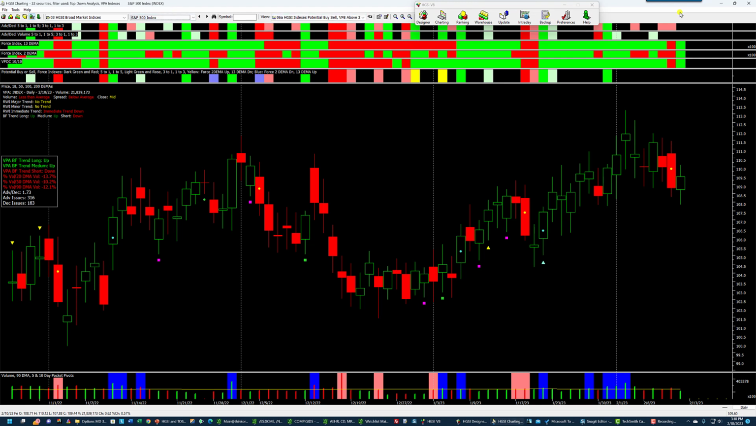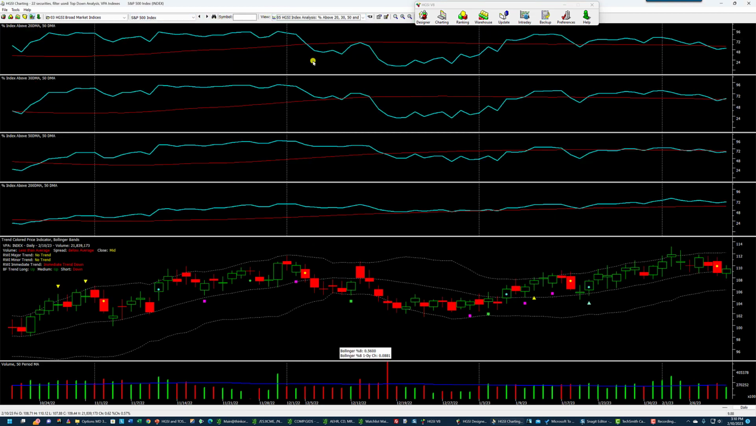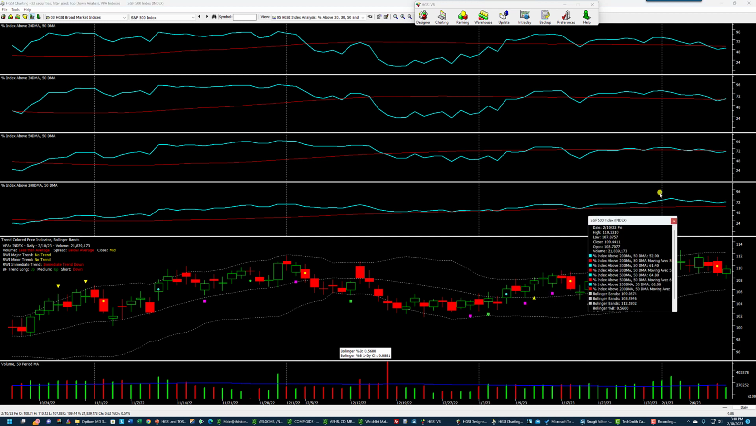But this is just a good view to look at to see if there's any potential buys or sells based upon price and volume. I use this chart all the time. Let's look at one more chart, and then I'll end this. I'm just going to go up to the percentage of stocks above their 20-day, 30, 50, and 200-day moving average. You can see there's a lot of stocks still above their 200-day moving average.